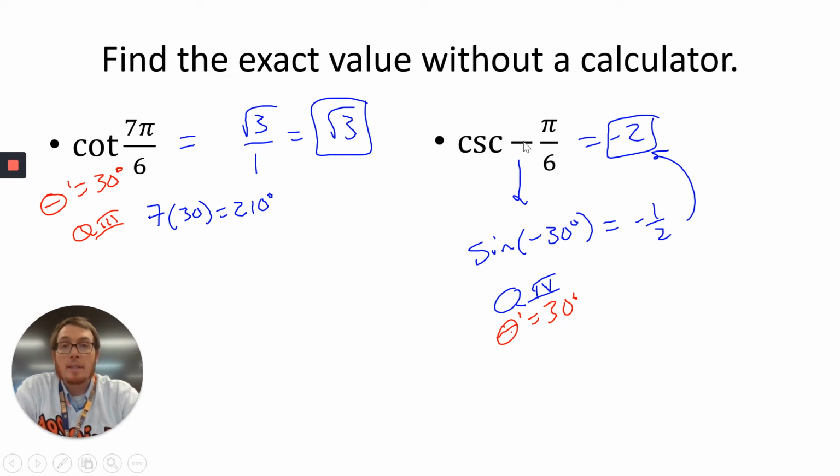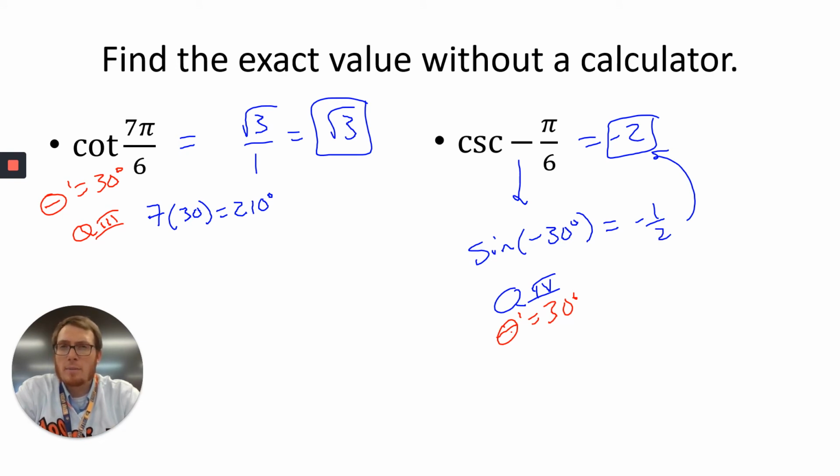Cosecant of pi over 6, but it's negative pi over 6. Notice this is the same as negative 30 degrees, but in quadrant 4, because remember you're starting at the normal spot and going down 30 degrees. Sine of 30 would be 1/2, but you got to flip it, so it's 2 over 1. Remember, you don't need the over 1 in your answer. And it should be negative because it's in quadrant 4.